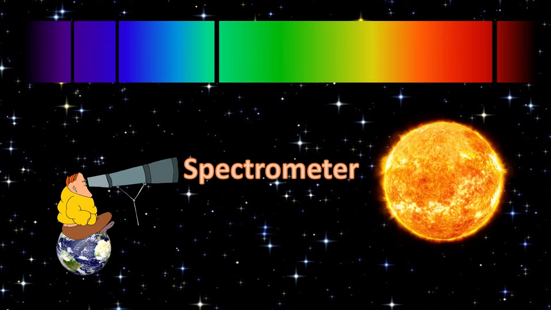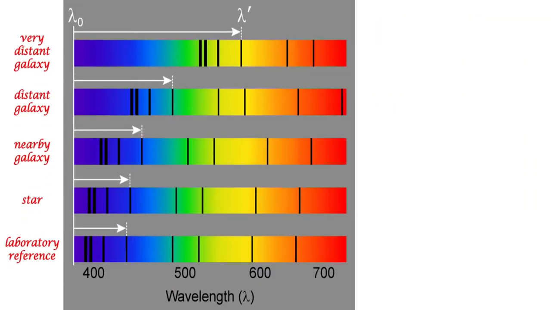Now to analyse whether something is moving away or coming towards us, we have to look at these lines to see which end of the spectrum they are shifted towards. Let's take a look at some examples together. Here we have 5 examples. At the very bottom we've got a laboratory reference which is very similar to our star. Above that we have another star that's close to our sun. Then we have a nearby galaxy, a distant galaxy and a very distant galaxy.